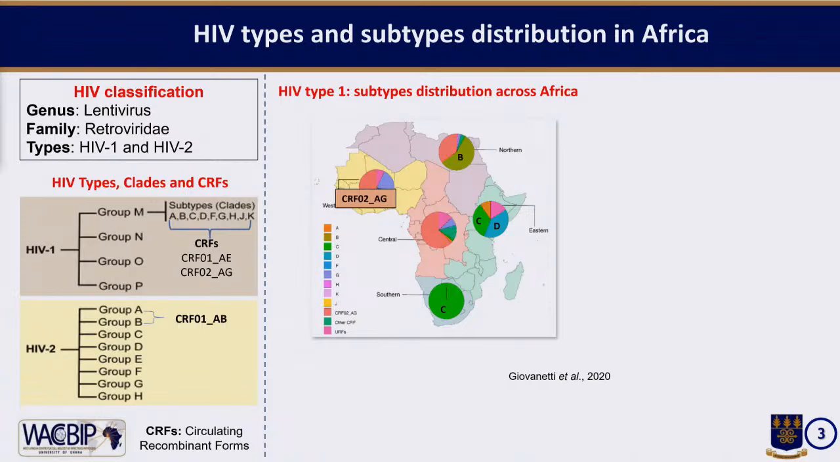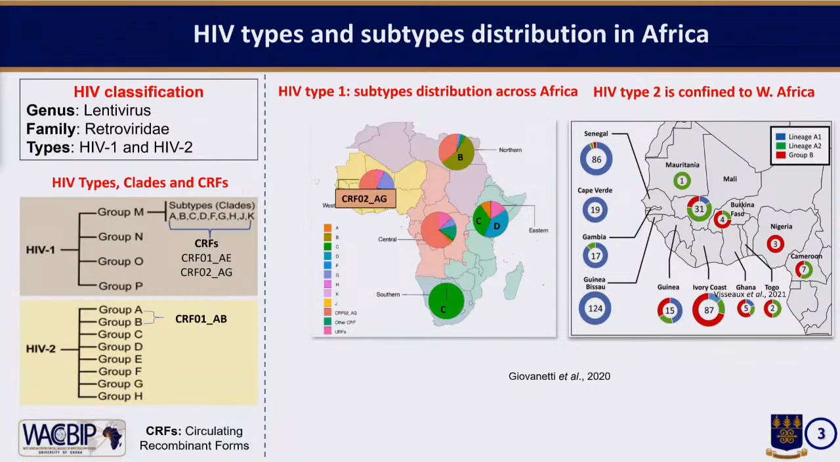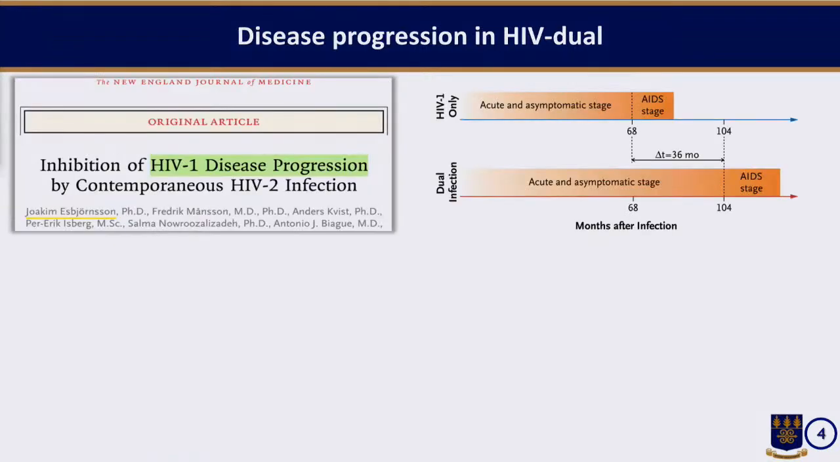So looking at this map, we see that there is a distribution of HIV type 1 subtypes across the continent, and I want to draw your attention to the West African epidemic, where you see that the circulation is mostly by a recombinant form. Moving forward, we see that HIV type 2 is largely confined to the West African epidemic and has been reported in some other continents, although at a very low frequency.